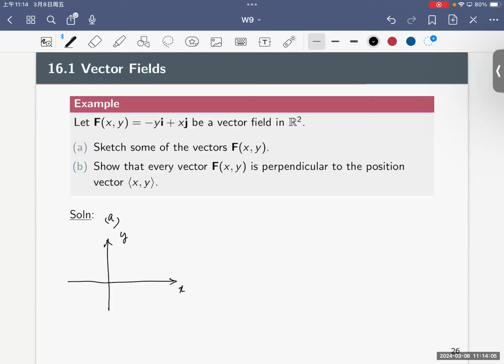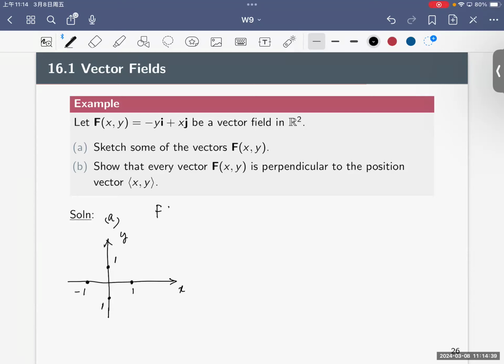This is a 2D vector field, so it's on my plane. So maybe I can select some points. Let's select these points. This point is x equal to 1, y equal to 1, x equal to negative 1, and y equal to negative 1. So let's find the vectors at these 4 points.